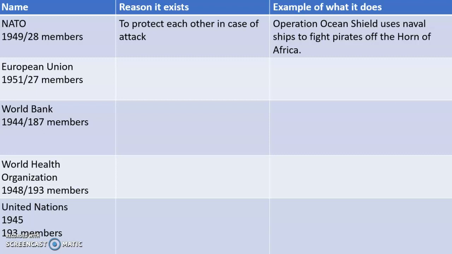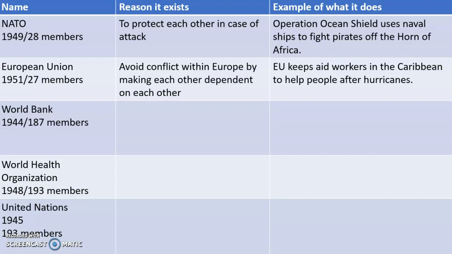European Union. It was founded in 1951. There's 27 members. They were created to avoid conflict within Europe by making each other dependent on each other. One of the things they did, the big thing, was that they all agreed to use the same type of currency called the euro. So making them dependent on each other economically. And I think a good example of this would be the European Union has sent aid workers to the Caribbean to help people after hurricanes.